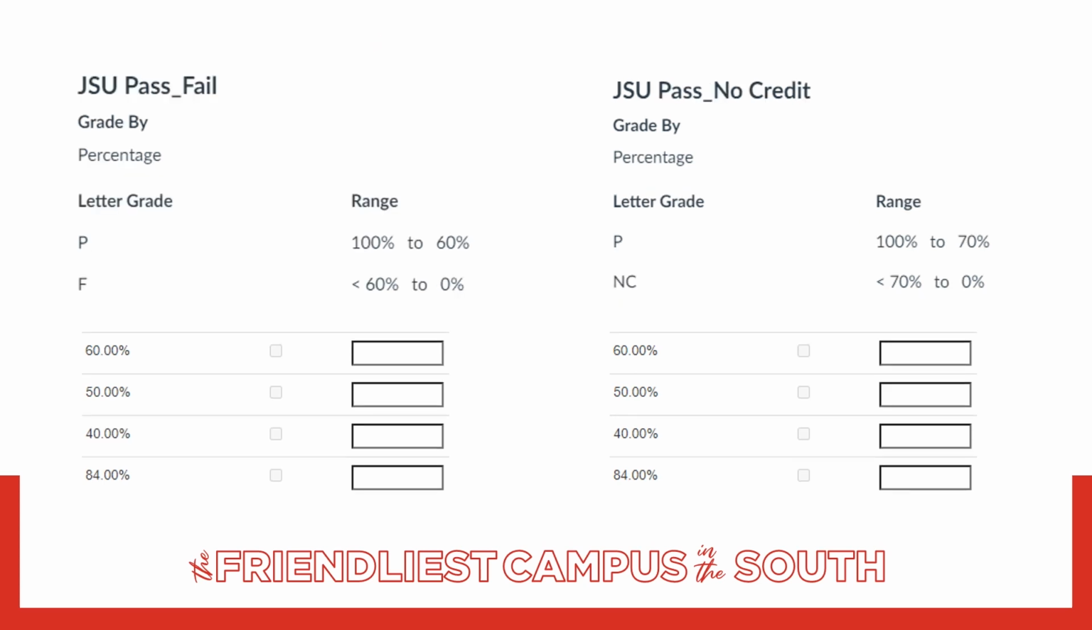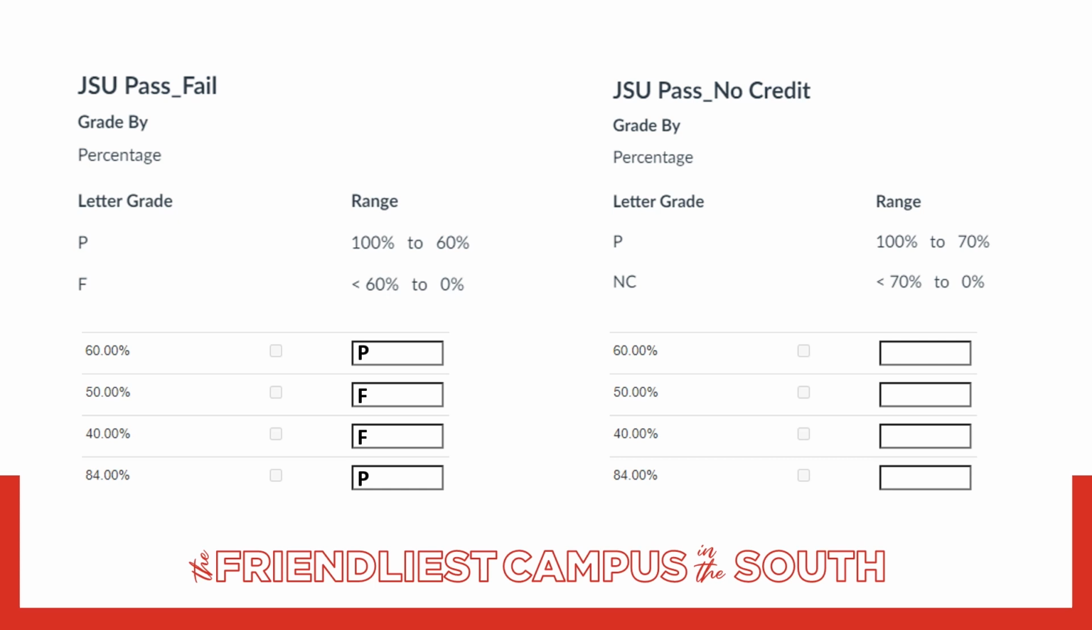Courses using the JSU Pass-Fail grading scheme will pre-populate a letter grade of P or F. If the numerical grades fall between the range of 60 to 100, Grades to Banner will pre-populate the letter grade to P. If it is less than 60, Grades to Banner will pre-populate a letter grade of F. 60, shown here, would pre-populate to a P, 50 to an F, 40 F, and 84 P.